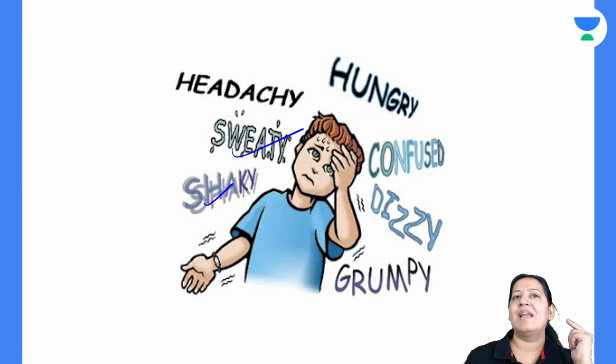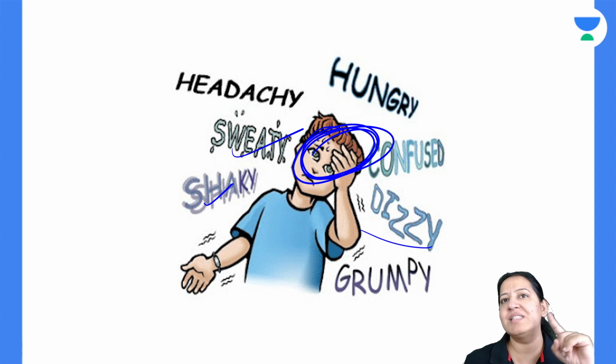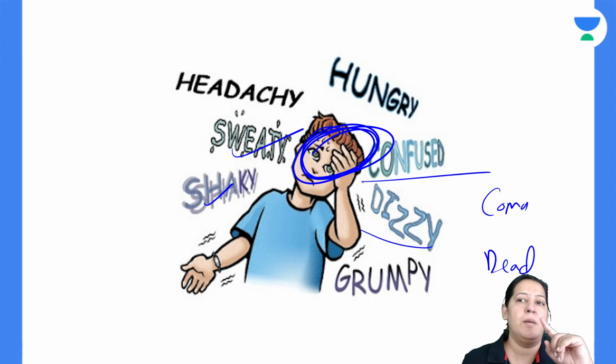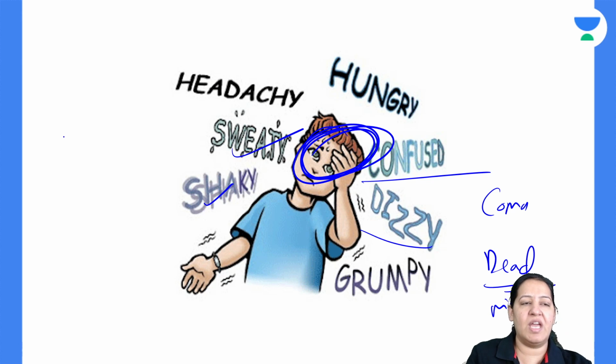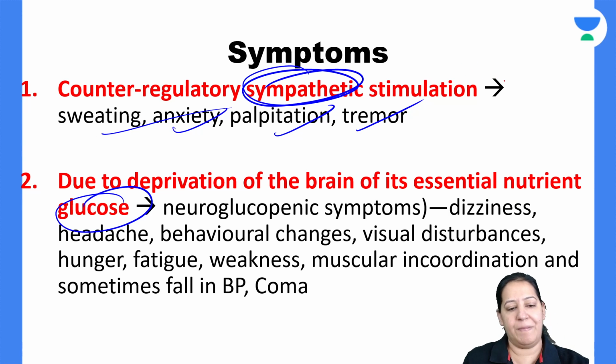Now the brain is getting less blood, or less glucose, because the patient is in hypoglycemia. So the patient will feel dizzy, confused. Ultimately the patient can go into coma and can be dead within a few minutes. It is an emergency. So whatever sweet thing is available in front of you, please give the patient to eat it as soon as possible, and warn your patient.